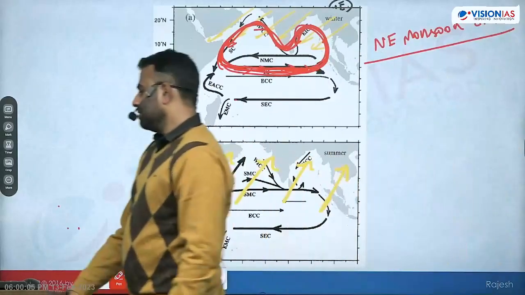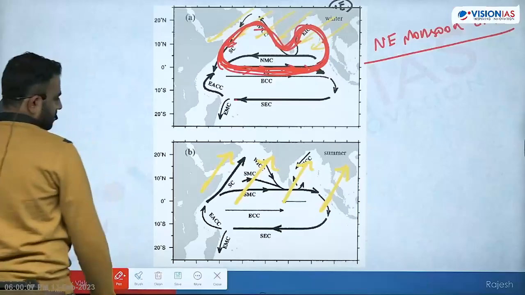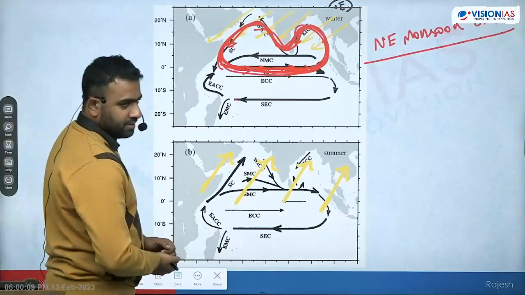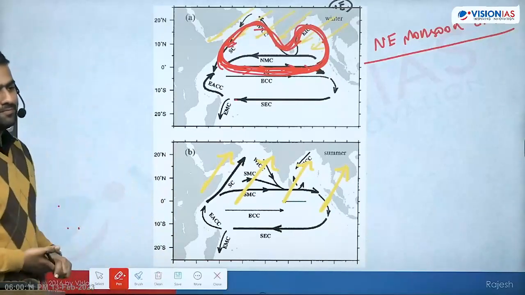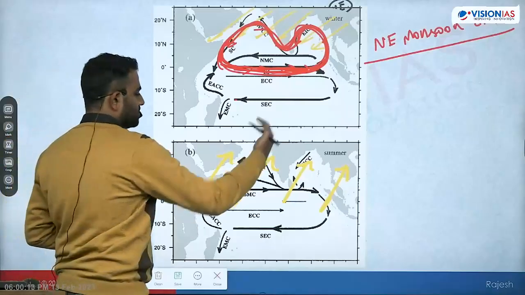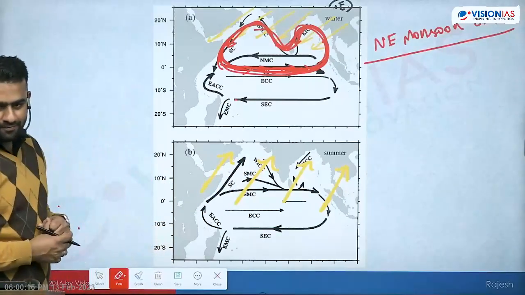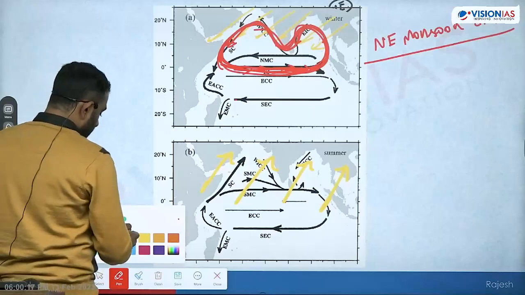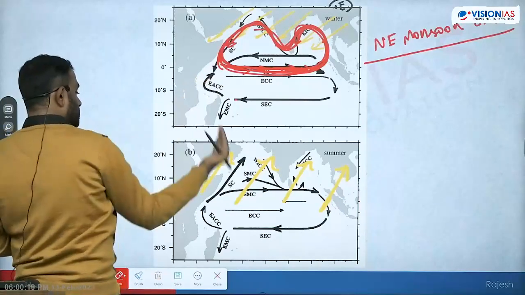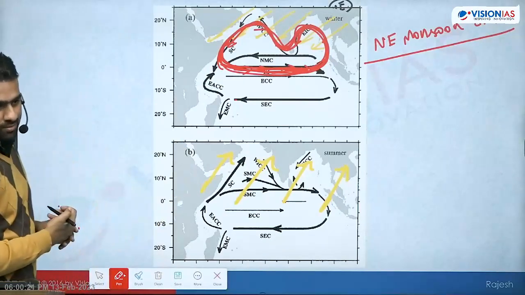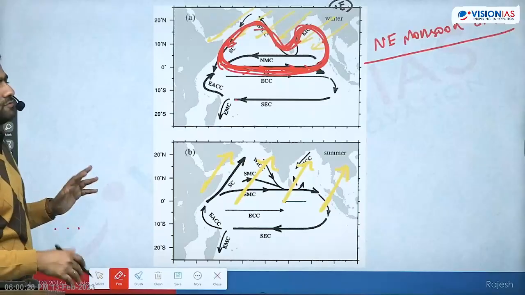ठीक है? So come to summer. The entire situation is reversed. The wind direction is totally reversed. The winds are moving from southwest to northeast direction. And compared to the northeast winds, the southwest winds are very, very strong. The southwest winds are very, very strong.